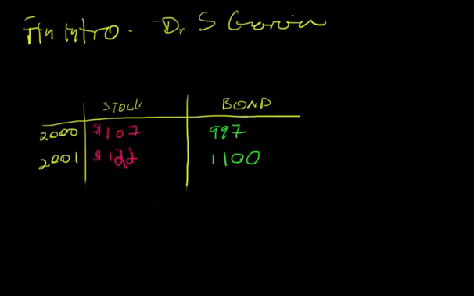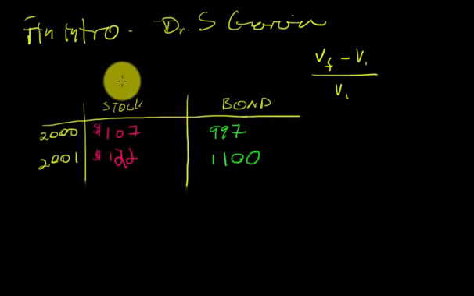Okay, so let's do two separate problems here. We're going to calculate the returns of a stock from year 2000 to 2001, and calculate the returns of a bond from the same period. We're going to use the formula that we've discussed before: final value minus initial value, divided by initial value.